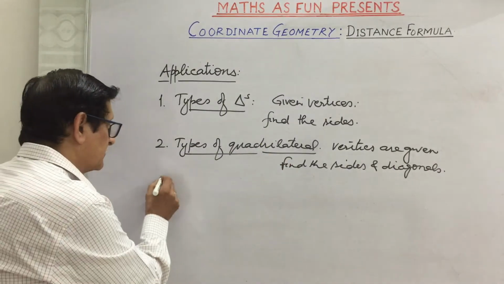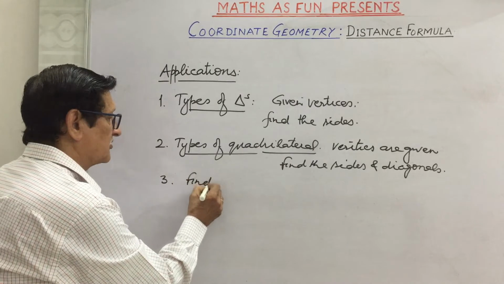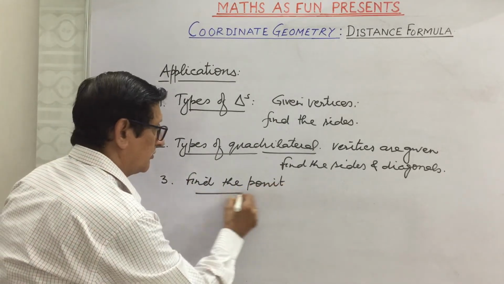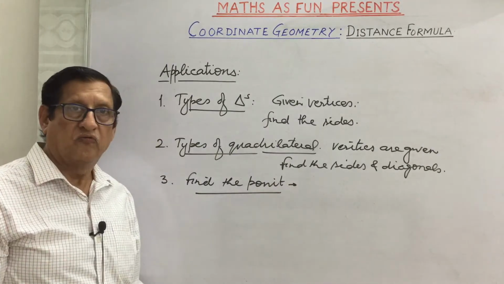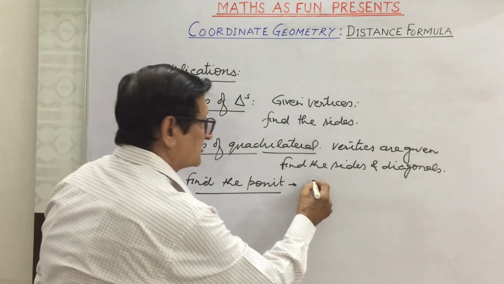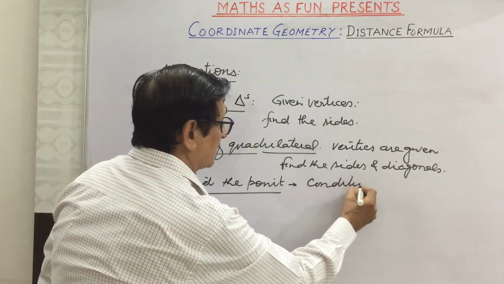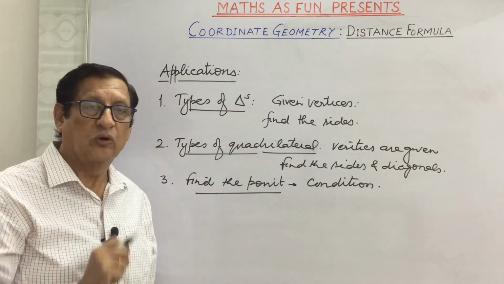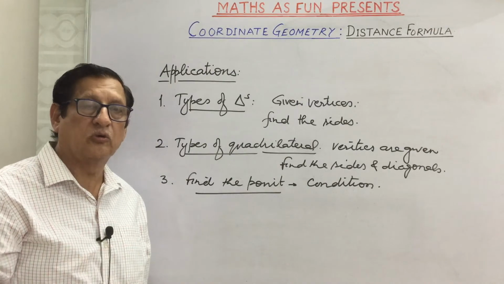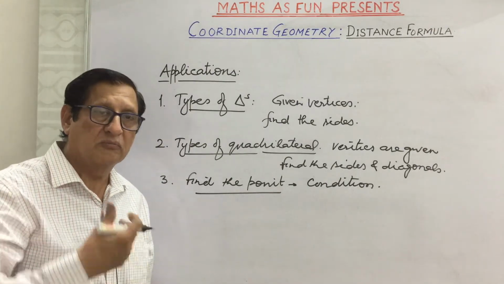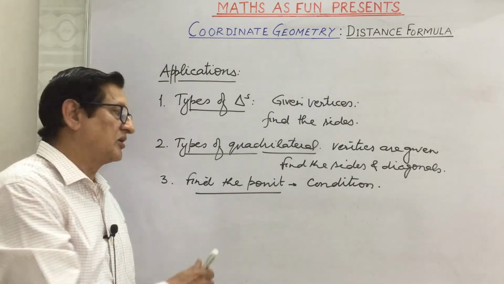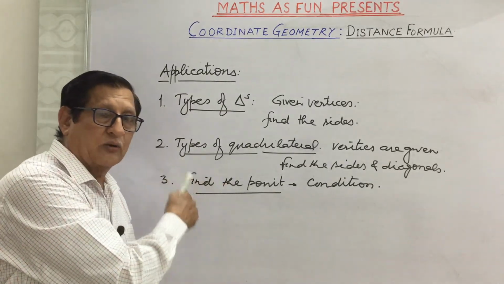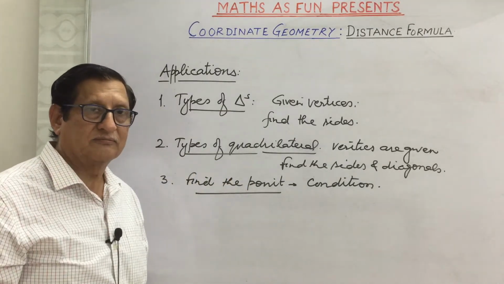The third thing is we can find the coordinates of a point. Find the point for a given condition. Some condition will be given. Suppose the point is equidistant from 2 points, or it is lying on the x-axis, or it is lying on the y-axis. Then we can find out the point according to the given condition.